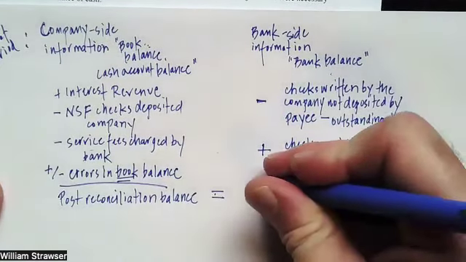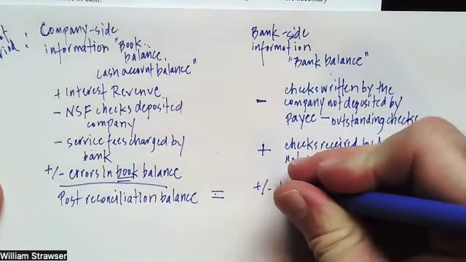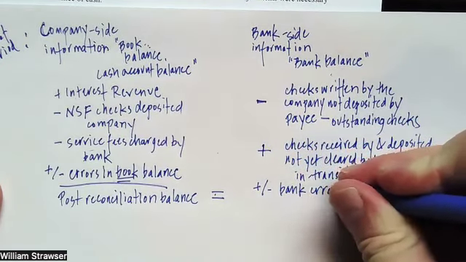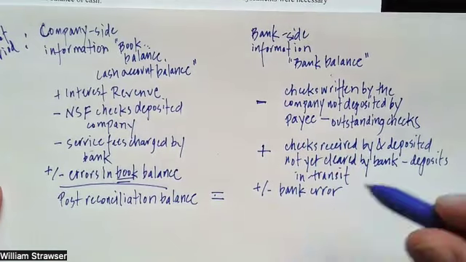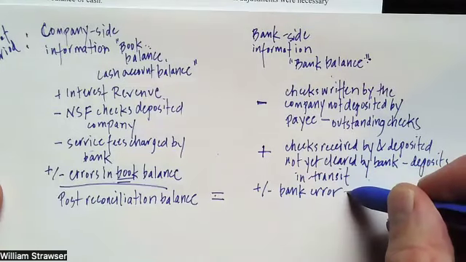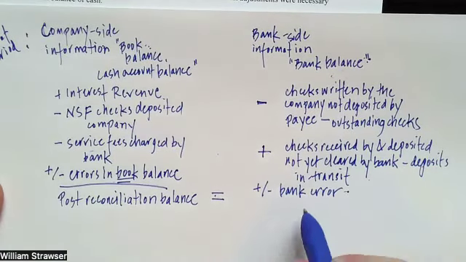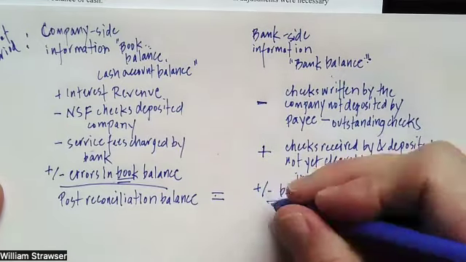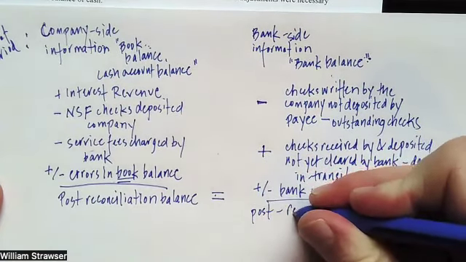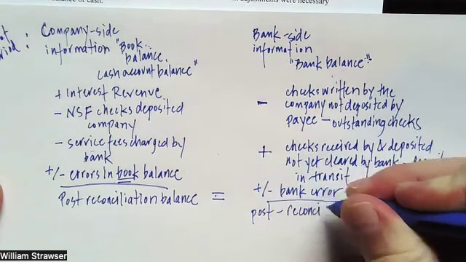And then the final thing is if the bank might have made an error, we need to make sure we are on top of that. If there's a bank error, then the problem is in what the bank said our balance was. It did not include this erroneous portion. And so we either have to add or subtract it depending on the nature of the error. And then this too will finally give us our post-reconciliation balance.